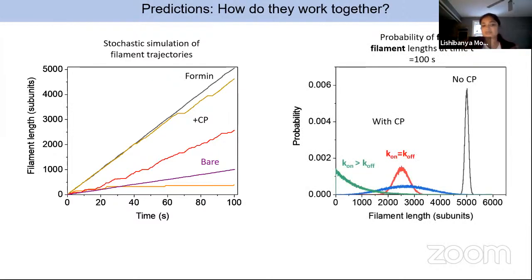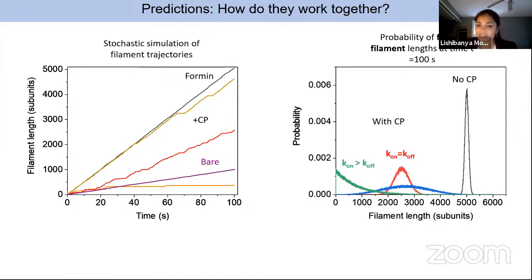Now, doing the simulation multiple number of times allows you to calculate the length distribution as a function of time. So over here on the right, I'm showing you a snapshot of what the distribution would look like if I stopped the simulation at a particular point. And we are trying to understand what happens when you add capping protein and what happens when you don't add capping proteins.